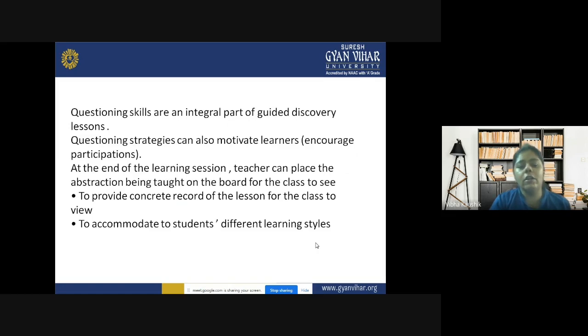At the end of the learning session, means after the learning session has ended, the teacher can place the abstraction being taught on the board for the class to see, to provide a concrete record of the lesson for the class to view. The teacher can present the concrete record of the lesson for the class to view what we have learned and how we have learned that particular concept, to accommodate the students' different learning styles.